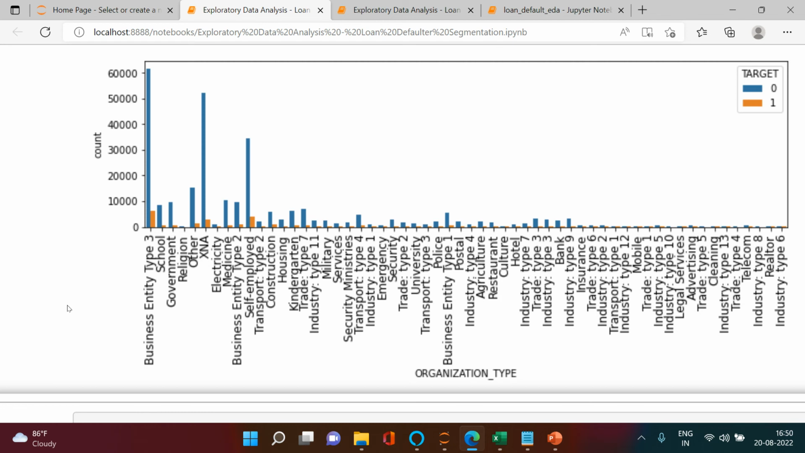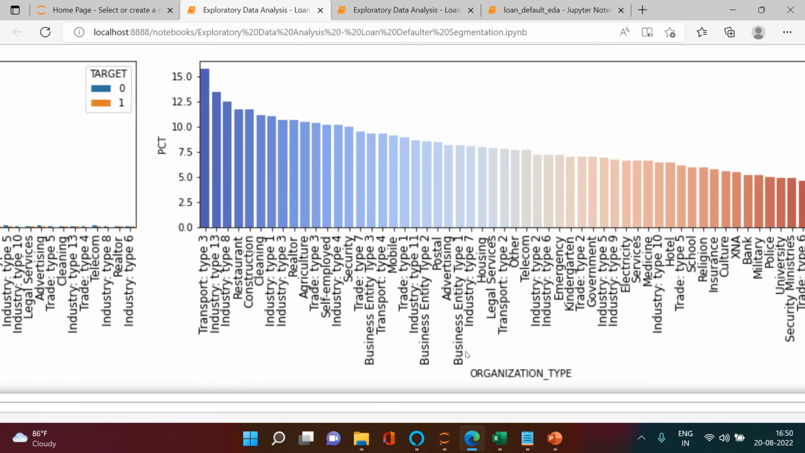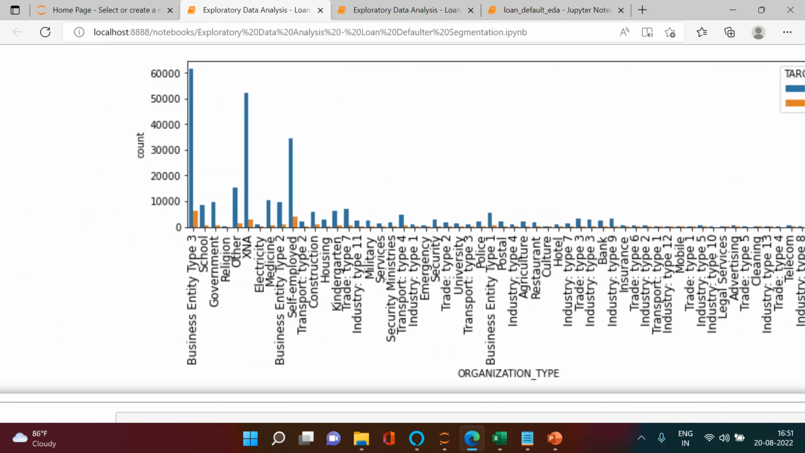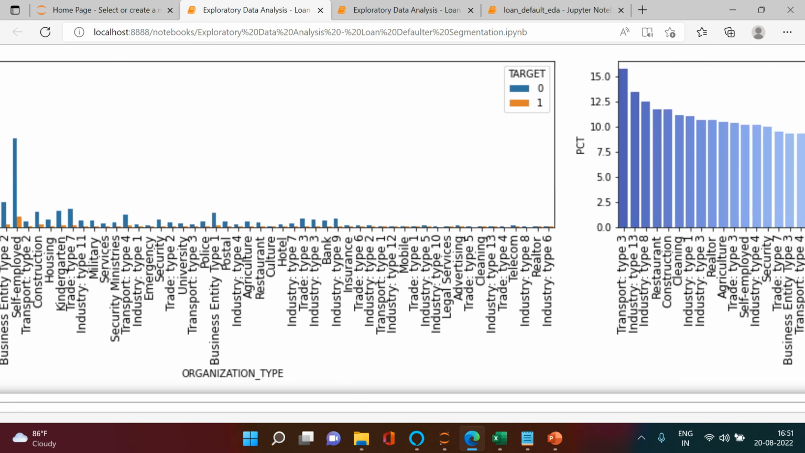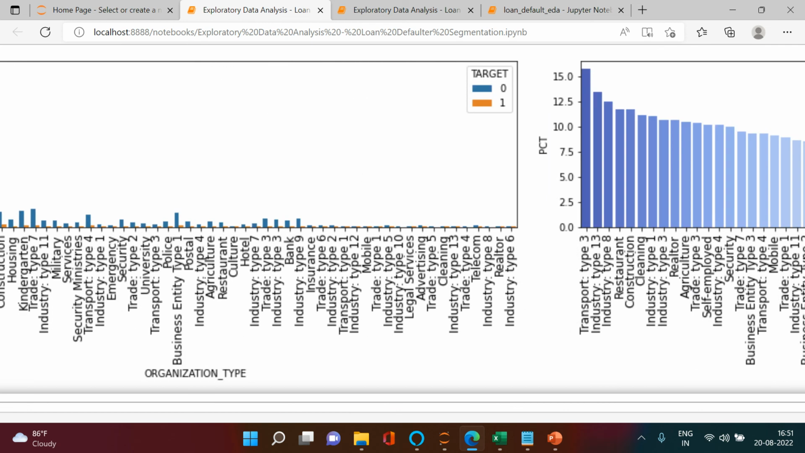Now let's try to find business entity type 3. What is their status? Where do we have business entity type 1, 2 and 3? This is still looking better, isn't it? It's somewhere around 9%, 9.5% rather. It is less than 10%, so this is good. Approximately 60% of the customers are from that category, and the default rate they have is somewhere around 9.5%. Still okay. Now the next type we have is XNA, which we have to ignore.